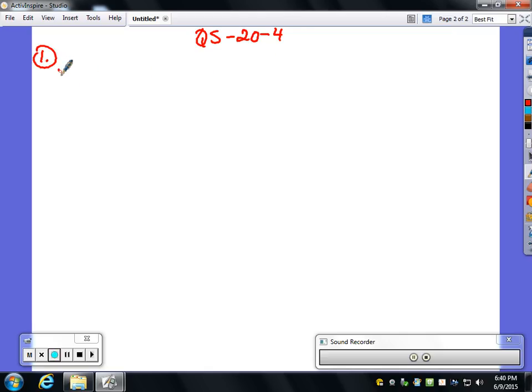The first one is to record those indirect materials that have been used. So to record the indirect materials used, what do we debit and what do we credit? Debit factory overhead. We're going to credit raw material inventory. How much? 9,000. Good.